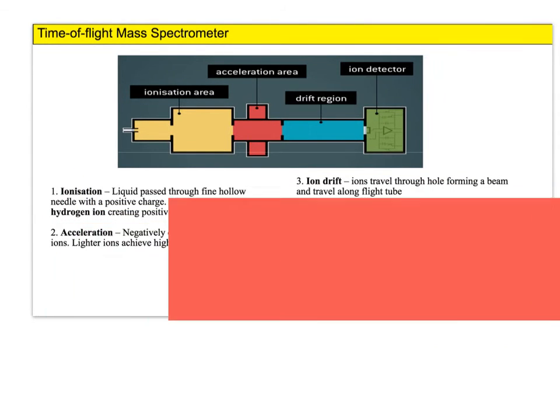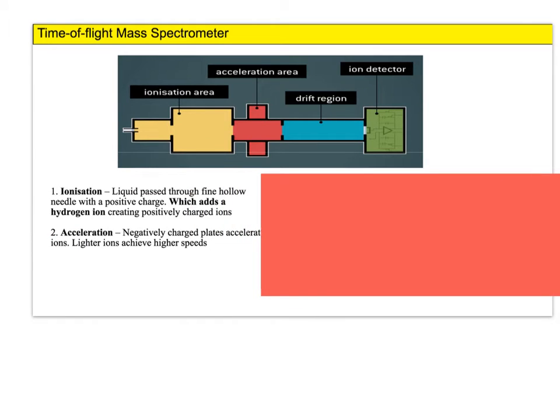Initially in ionization, ionization can occur via two different types. This is just talking about one of them. This is called electrospray ionization, and it's where liquid passes through a fine hollow needle with a positive charge, which adds a hydrogen ion, creating a positively charged ion. We'll go into more detail on this, but this is the bit which all the books have wrong. All the books say an electron is removed, which is incorrect. We're also going to talk about the other type of ionization, which AQA seem to expect you to know now.